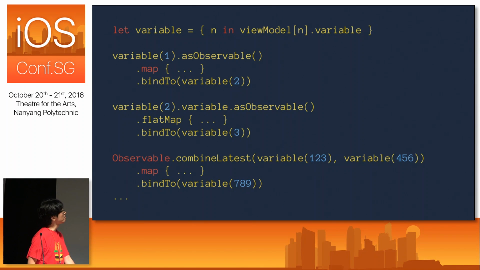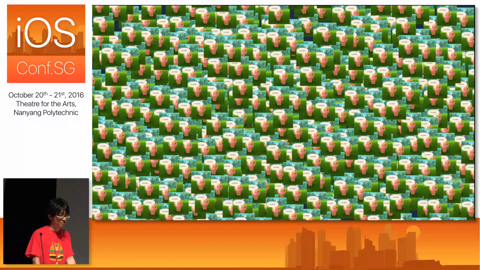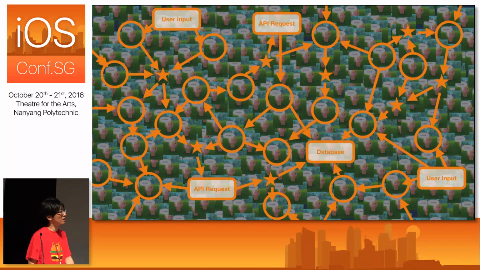And please imagine what will happen if these view models start to link together. For example, we might have to write code like this one. Let's say the first variable is mapped and bound to the second variable. And the second variable is asynchronously flat-mapped and bound to the third variable, and so on. If we keep doing this, these 1,000 view models will eventually create a very, very complex data flow like this one. Suppose your teammate writes code like this, sends a pull request, and asks you for a code review. How will you react?